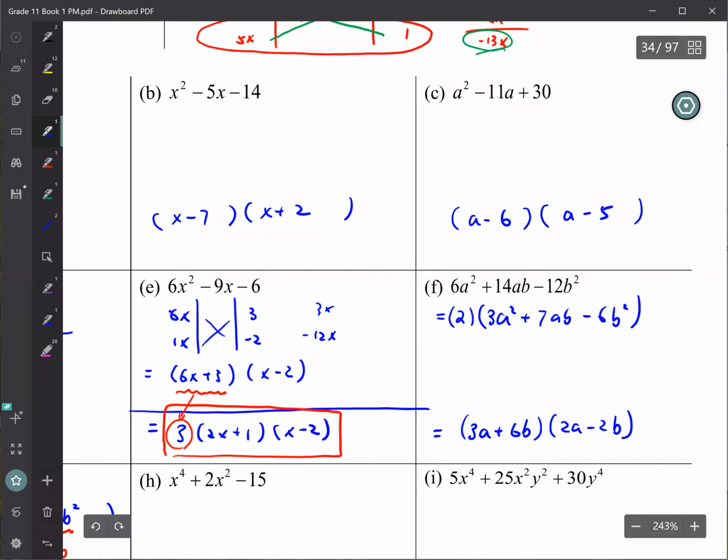Yeah. Okay, now if we do the cross multiply, what would you use for 3a squared? 3 and 1. 3a and 1a, right? Yeah. Okay, what about the 6b squared? Negative 6b squared. 3 and 2. Which one negative? You've got to have one of them negative. Negative 3 and 2. Negative 3b and 2b. Yeah. Okay, so will this one work?